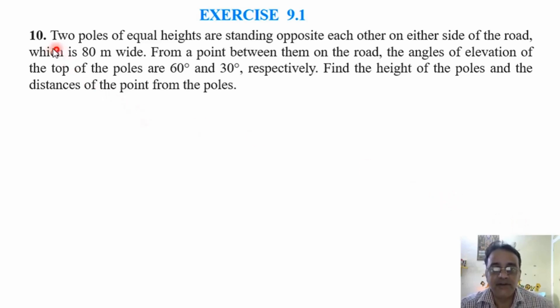this session. Two poles of equal heights are standing opposite each other on either side of the road, which is 80-meter wide. From a point between them on the road, the angles of elevation of the top of the poles are 60 degree and 30 degree respectively. Find the height of the poles and the distances of the point from the poles.